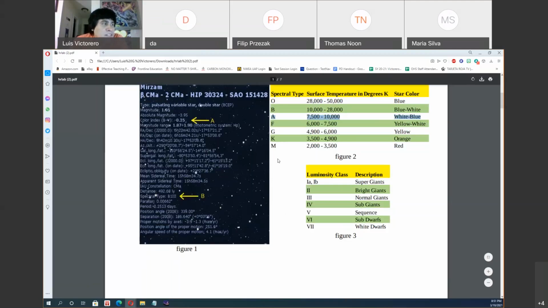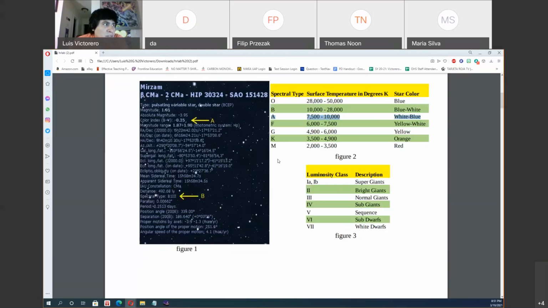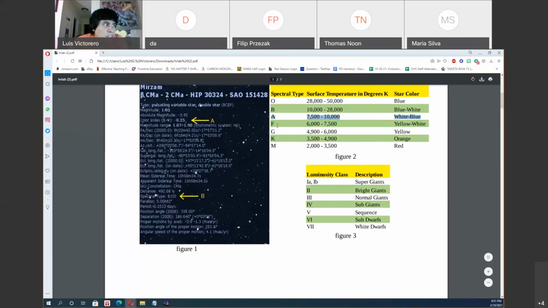Okay, guys, if your numbers are different, that's okay. You don't have to use the numbers that I'm using. Your numbers may be different because you're using a different version of Stellarium. That's okay. It still works the same way. So, for example, the sun is a G2 star. So that's why the sun is not 6,000. The sun is 5,800 kelvins.